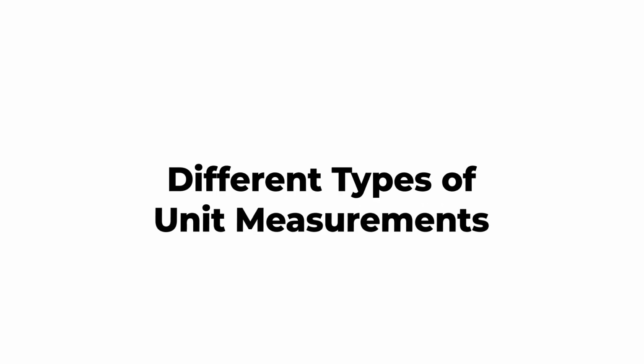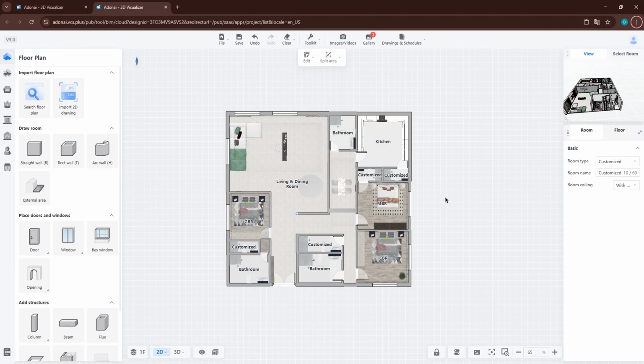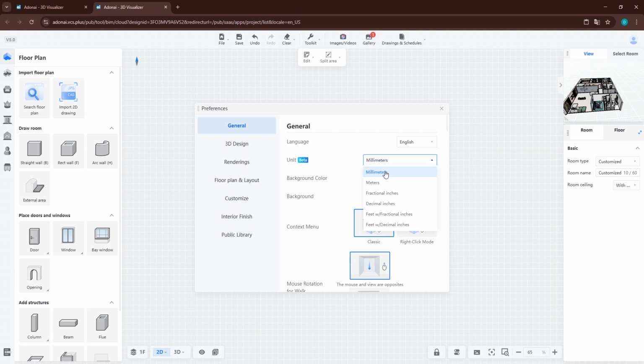Hi everyone. Today, let's explore the different types of unit measurements available in Adonai. At the top right corner of the interface, you'll find the Preferences option. Click on it, and under Units, you'll see 6 different types of measurement units.